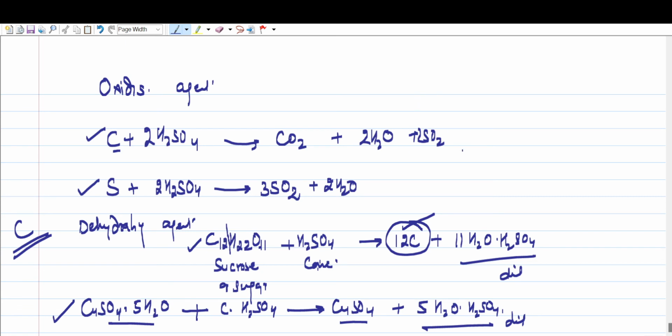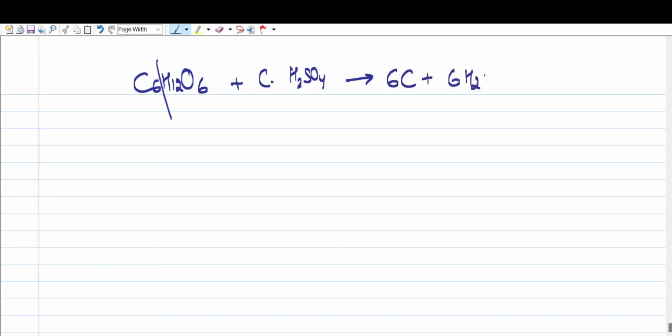There are others also. You can also take glucose. So if you take glucose, C6H12O6, right, quickly, C6H12O6 with concentrated sulfuric acid. How many carbon? You will get 6 carbon plus 6 water, right, with sulfuric acid. Okay, so glucose is white color solid and you will get black color mass. So this confirms that concentrated sulfuric acid is a dehydrating agent.